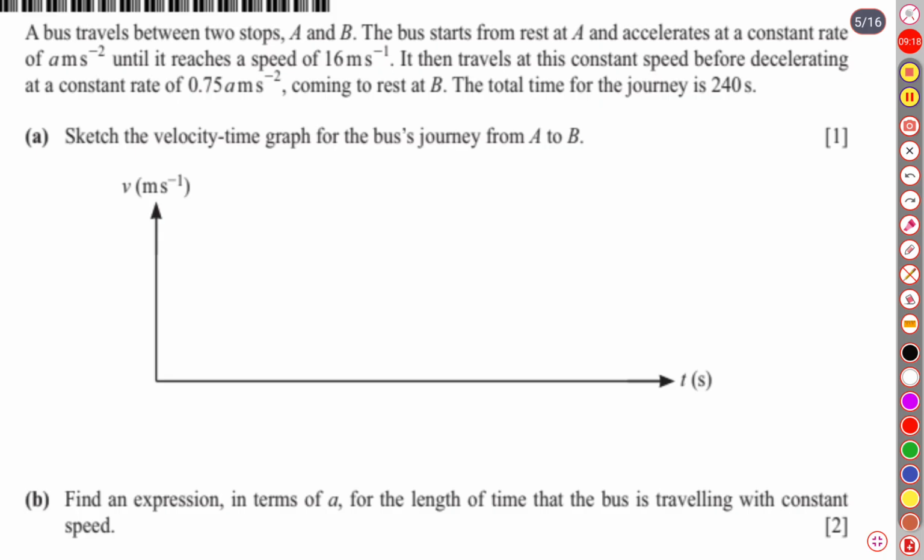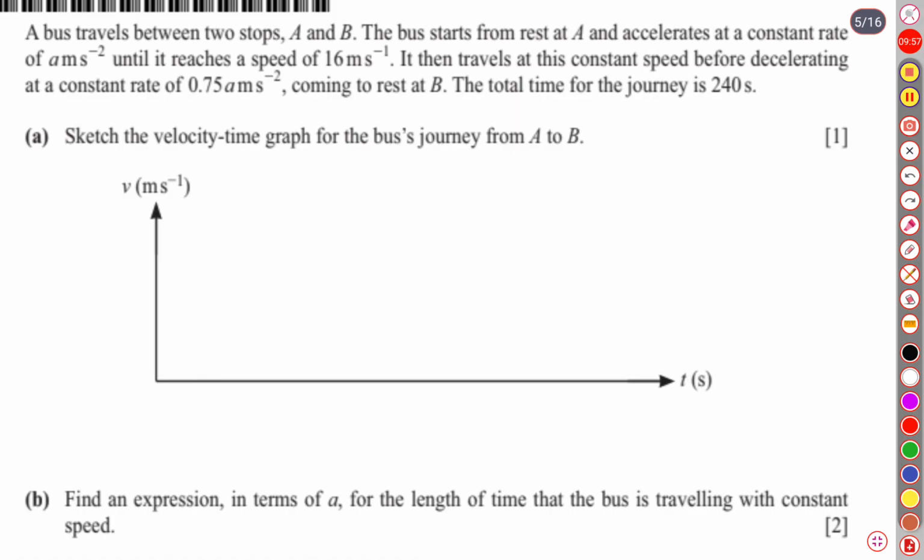Question number 4 says, a bus travels between two stops A and B. The bus starts from rest at A and accelerates at a constant rate of a meter per second square until it reaches a speed of 16 meter per second. It then travels at this constant speed before decelerating at a constant rate of 0.75 a meter per second square, coming to rest at B. The total time for the journey is 240 seconds.